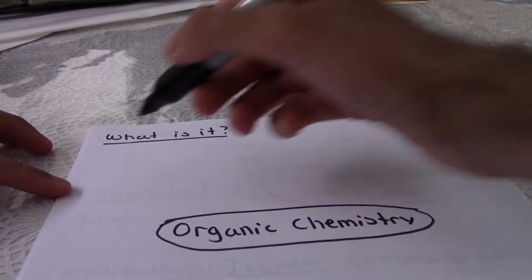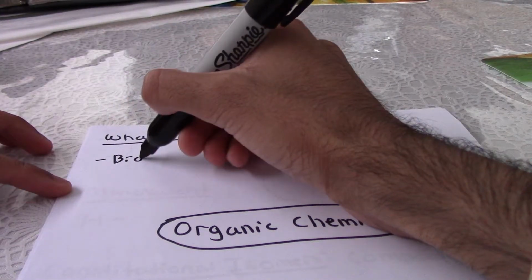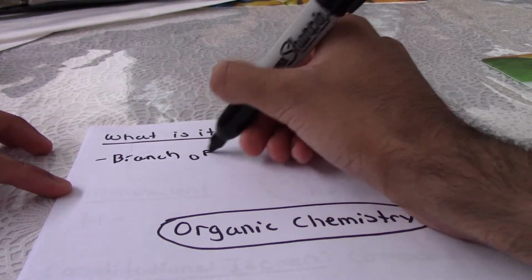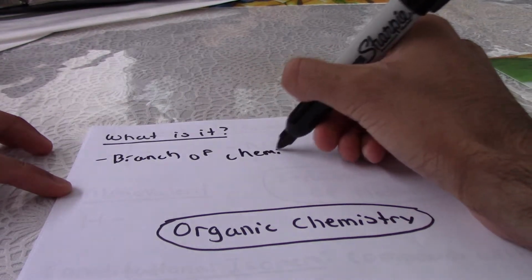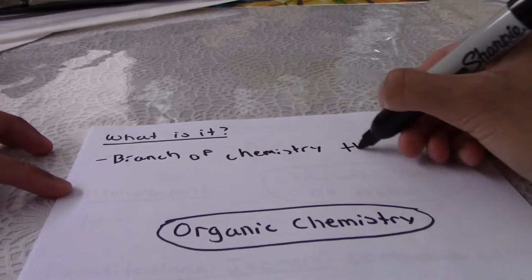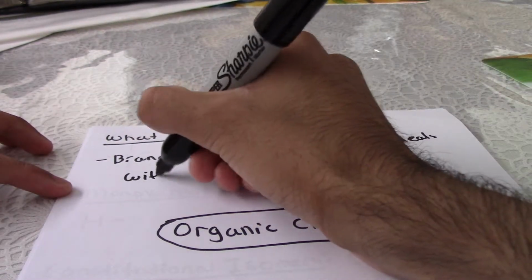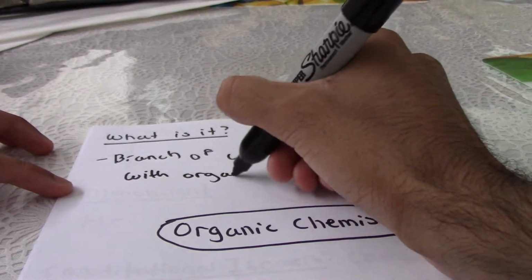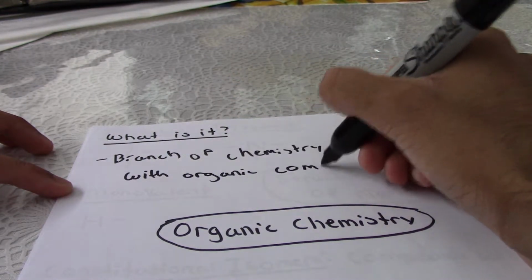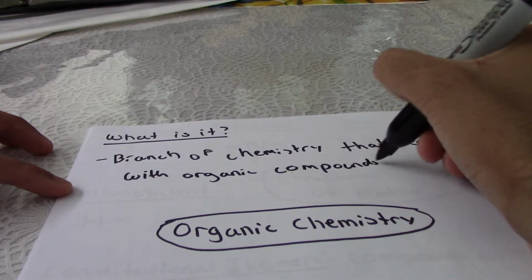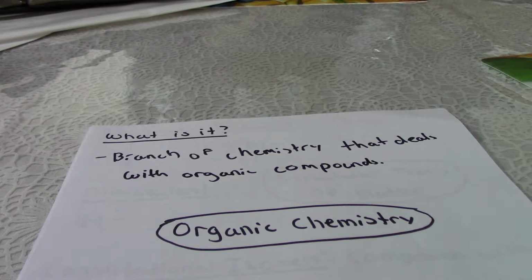Well, organic chemistry is just a branch of chemistry that deals with organic compounds. Now you might be wondering, what exactly is an organic compound? An organic compound is anything that's derived from a living organism such as plants and algae. So that's what I believe to be a simple and precise definition of what organic chemistry is.